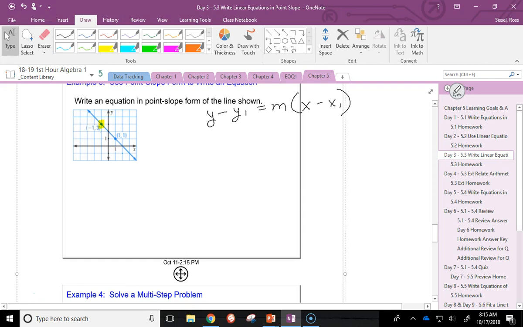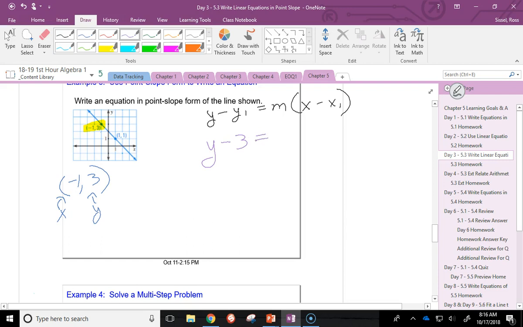I highlighted this one right here because I'm going to use this point. And that's my first one. We read left to right. So my first point on here is negative 1, 3. This is my X, remember? That is Y. So when I write this equation out, we're going to go with Y, and then it's minus my Y1. My Y1 is positive 3. So we want to leave it as minus 3. Opposite sides.